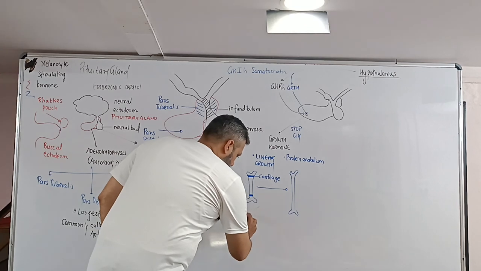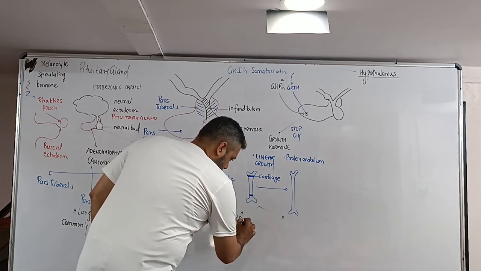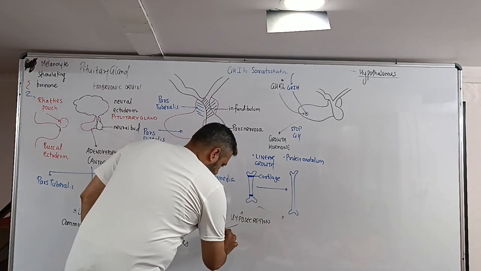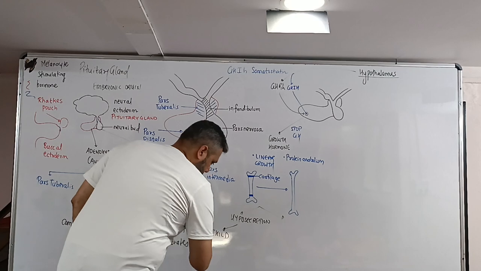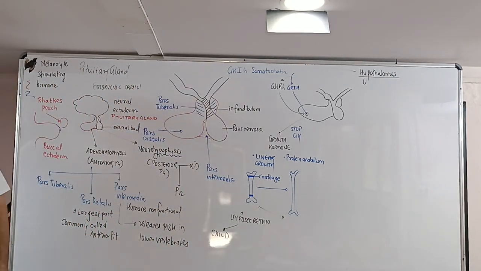If the growth hormone undergoes hyposecretion when you are a child, अगर बचपन में hyposecretion होगा growth hormone का तो आपकी height ही नहीं बढ़ेगी बच्चों. You will be a midget. Midget मतलब बौना, dwarf.